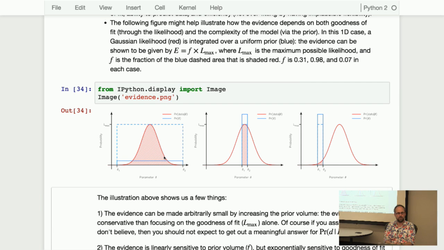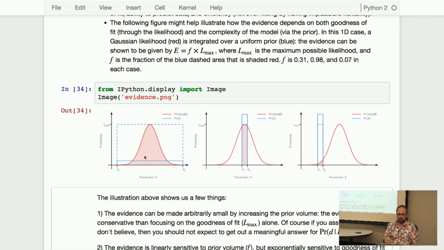The red thing here is the likelihood as a function of parameters theta, and the blue hat is my prior, and they're on different scales, of course, because the likelihood isn't a probability distribution. The likelihood goes up to the peak value, which is Lmax, and the prior goes up to its peak value, which is 1 over the difference in the min and max parameters. For this problem, with a uniform prior and a Gaussian likelihood, if you do this integral, the evidence is equal to Lmax multiplied by the fraction of this dashed box that is enclosed by red shading.